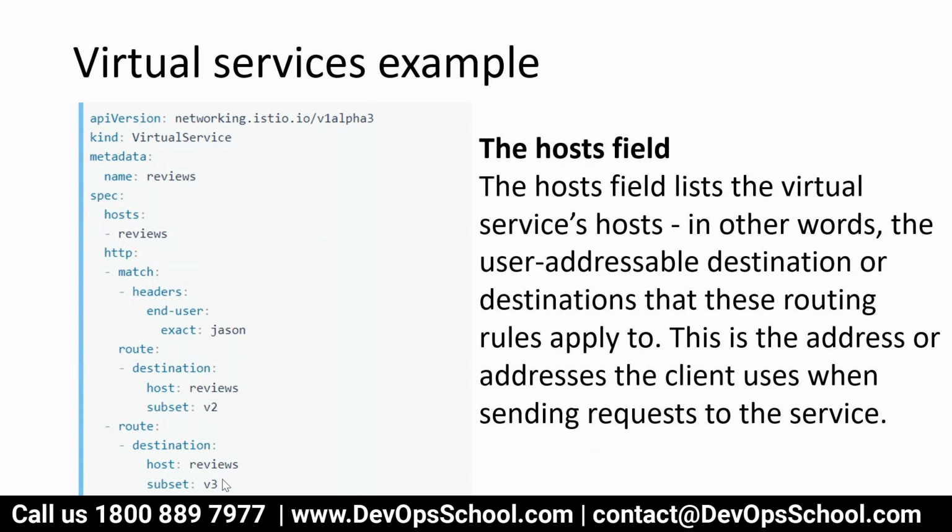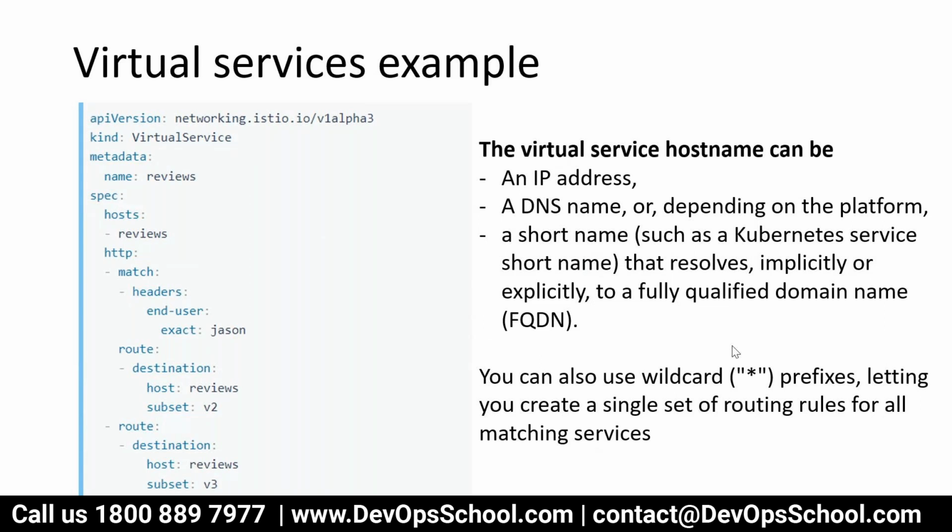So the host field lists the virtual service host. In other words, the user addressable destinations. This is the one, reviews. This is a domain name or destination that these routing rules apply to. So this is the address or addresses the client uses when sending requests to the service. A virtual service host name can be an IP address or a DNS name.